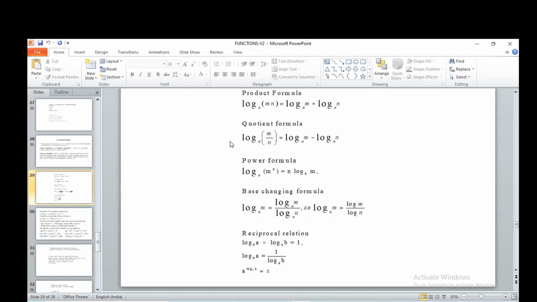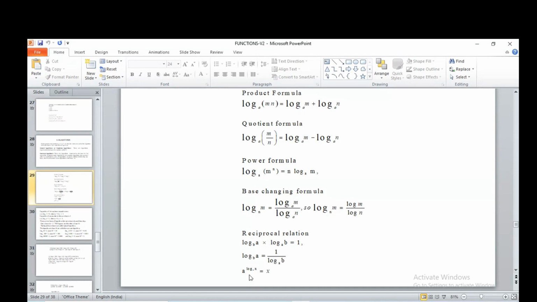See, you should be very careful. Most of the problems they will ask from the base changing and reciprocal relation part. So base changing formula: log of m base n is equal to log m divided by log n. Reciprocal: log of a base b and log of b base a multiplied is equal to 1, or otherwise we can say that log of b base a is equal to 1 by log of a base b.